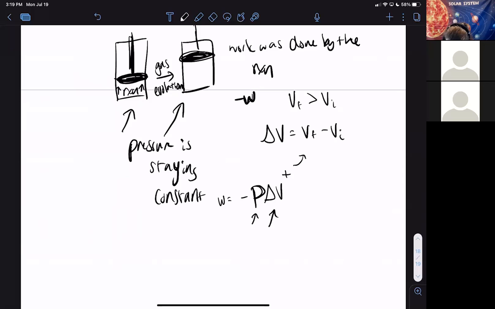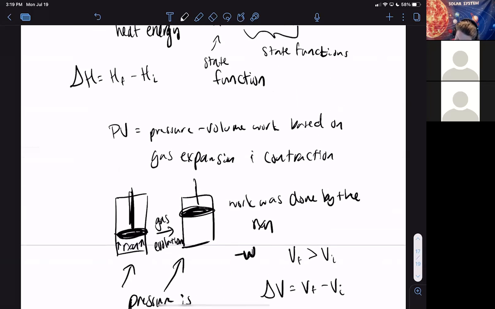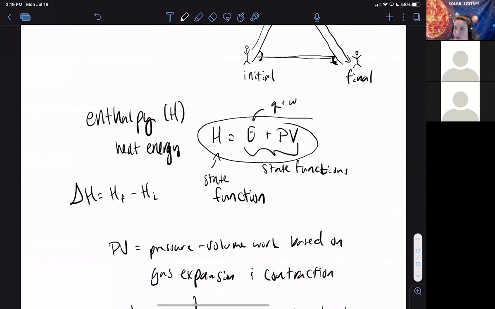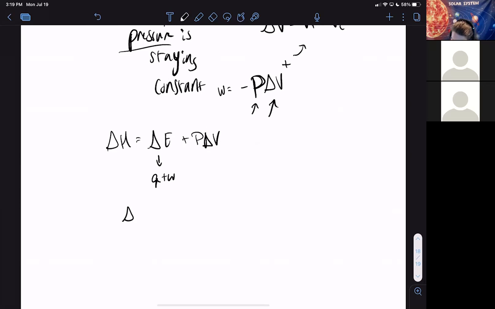And like I said, this is a constant pressure. When we have constant pressure, we can then take that, and if we take our delta H is equal to delta E plus P delta V. So just taking this equation and thinking about it in terms of a change as opposed to a static state. So if we look at our delta H equals delta E plus P delta V, we then put in what delta E is, which is Q plus W. We get delta H is equal to Q plus W plus P delta V.